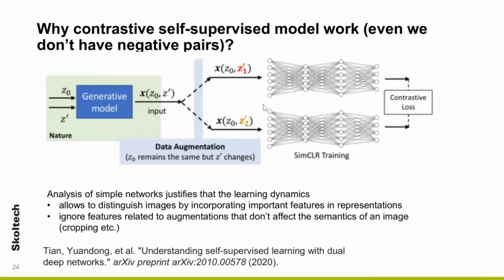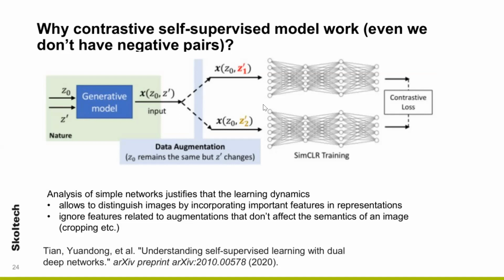And we can say that we can prove a theorem that for a simple network, I suppose they use one or two layers fully connected neural network, the dynamic of training makes the learned representations contain the features we want to learn. And actually, we don't learn the features related to the augmentations.